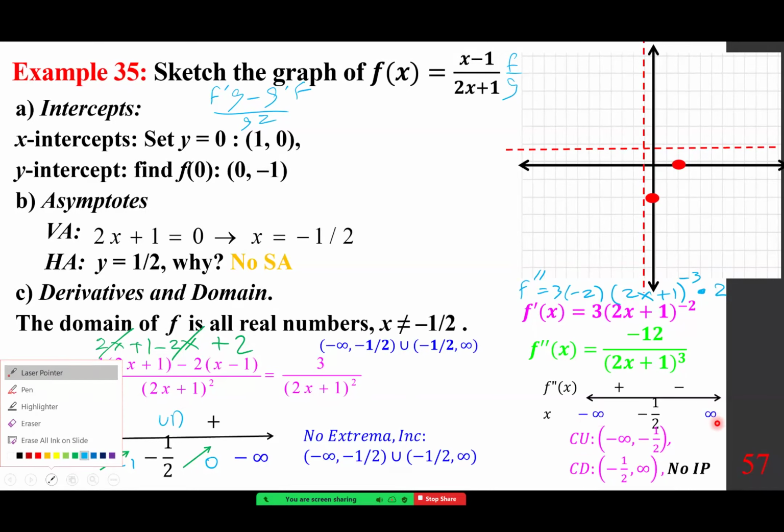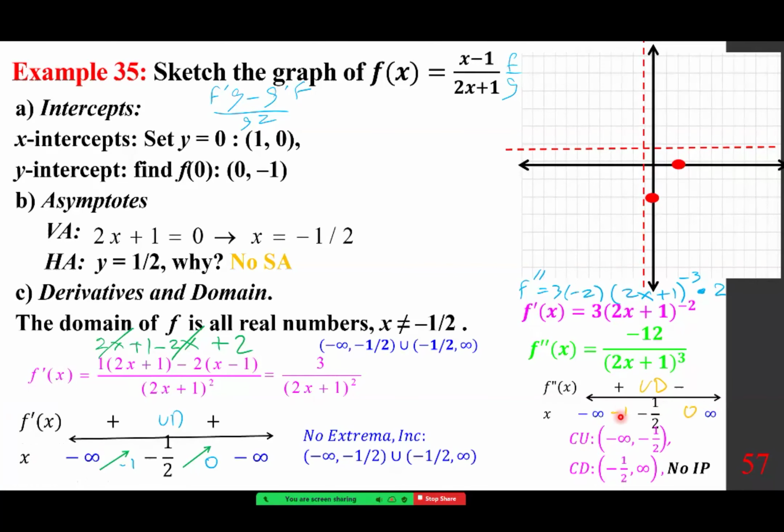From negative infinity to positive infinity at -1/2, this is undefined. And to the left of -1/2, you have a test point, let's say -1. To the right, you have 0. If you plug in 0, it's easy, makes this one positive, so this is negative. -1 makes this one negative, and to the power of 3 still keeps it negative. -12 over negative makes it positive. So positive means concave up from negative infinity to -1/2. Negative means concave down from -1/2 to infinity.